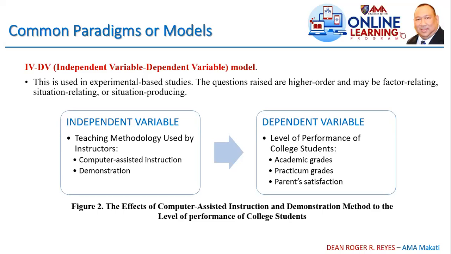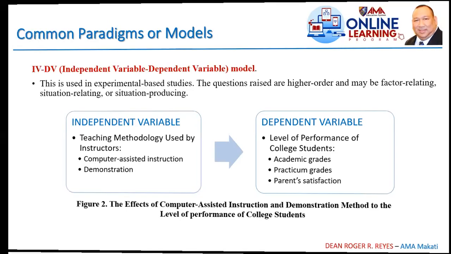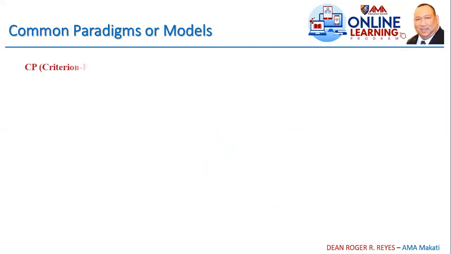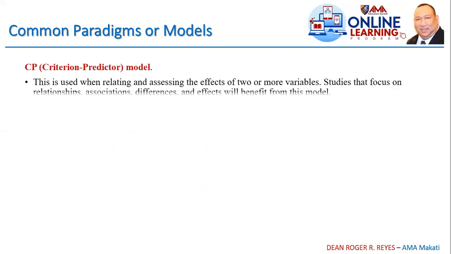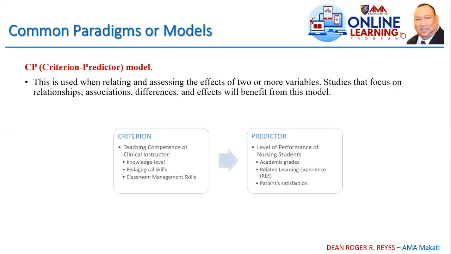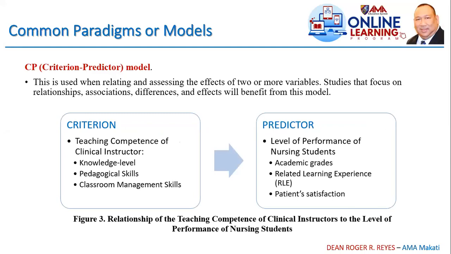So, another sample of a paradigm or model. Number three, lima lang yan. CP or Criterion Predictor Model. Ano naman ito? We have the criterion, we have the predictor. Ang sabi nito, this is used when relating assessing the effects of two or more variables.